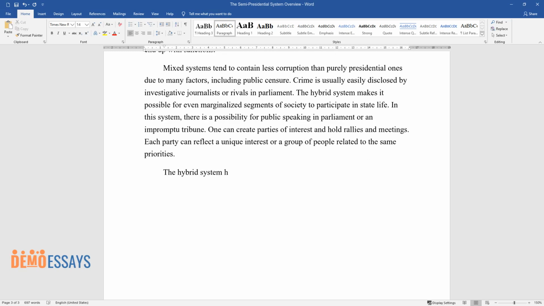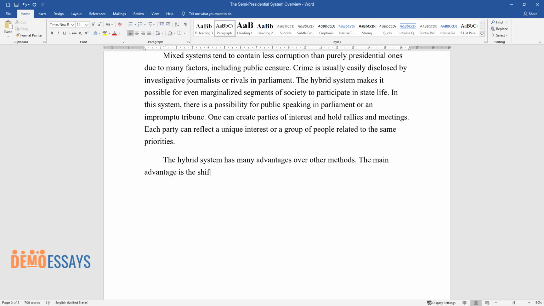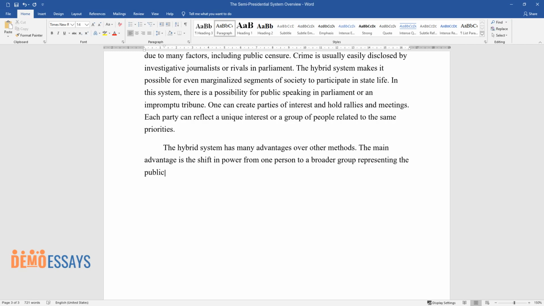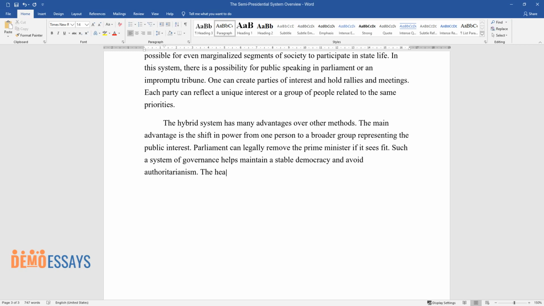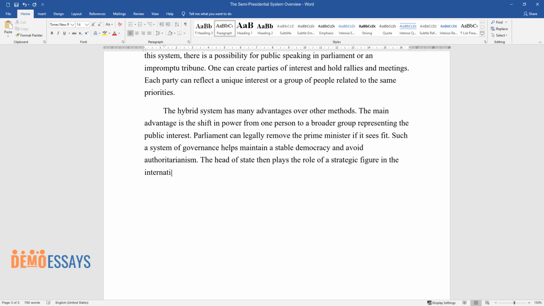The hybrid system has many advantages over other methods. The main advantage is the shift in power from one person to a broader group representing the public interest. Parliament can legally remove the prime minister if it sees fit. Such a system of governance helps maintain a stable democracy and avoid authoritarianism. The head of state then plays the role of a strategic figure in the international arena, being a representative.